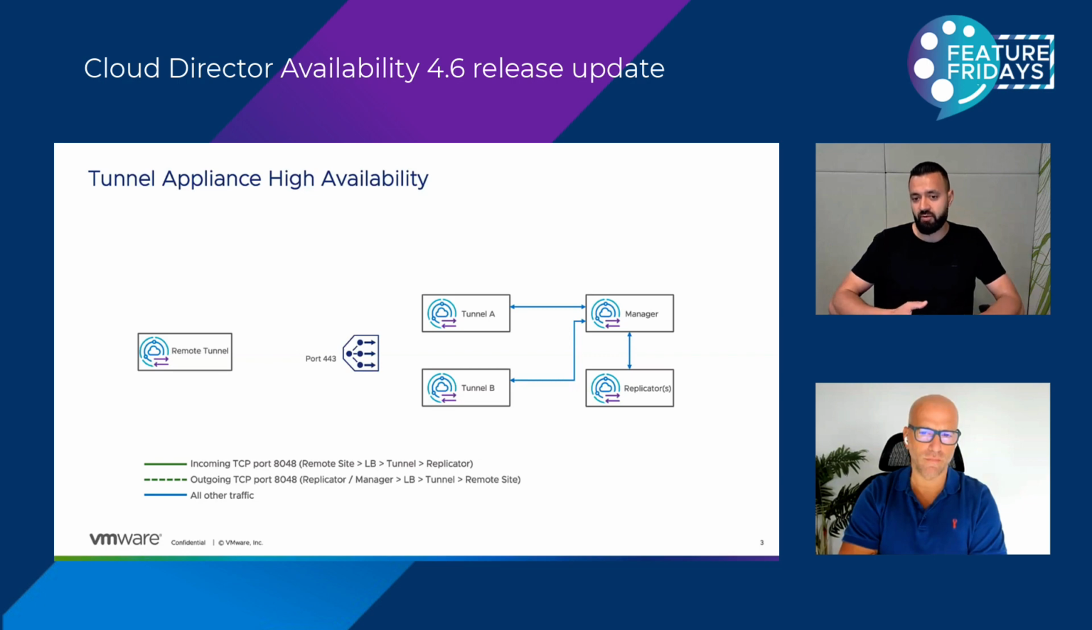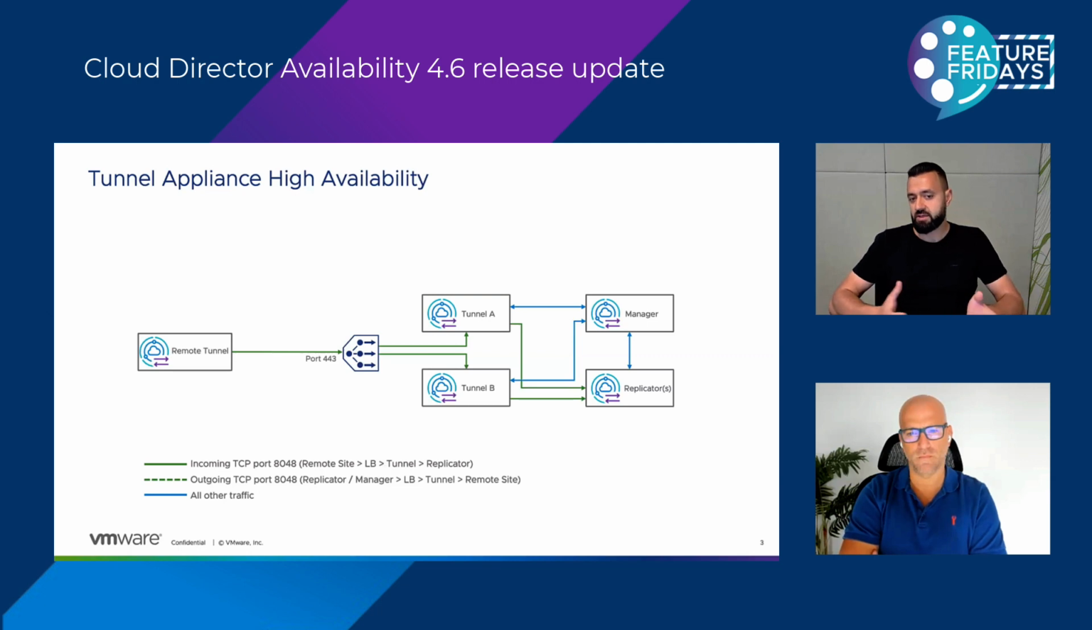all the traffic except the replication traffic is flowing as normal. There are no changes. We have the exchange of traffic between the different components. We have the management traffic and everything. So this is not changed. It goes directly between the appliances. What is different now? We have the replication traffic.